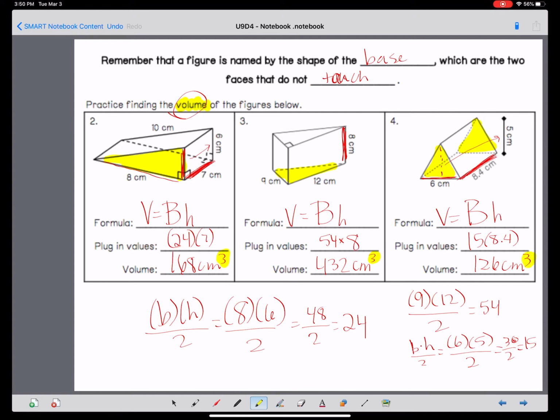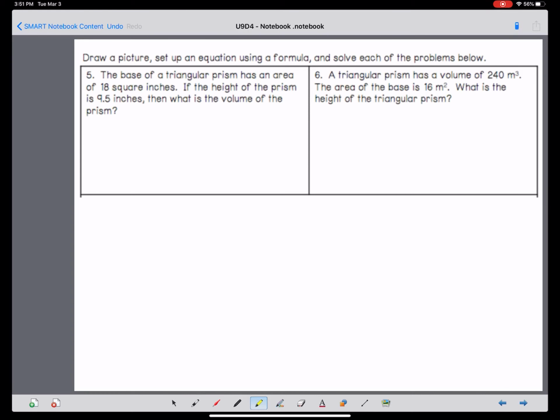And yeah, that looks good for that slide. Okay, next one. Draw a picture, set up an equation using a formula, and solve each of the problems below. The base of a triangular prism has an area. Oh, a triangular prism. I'm going to actually draw this out right now. A triangular prism, I'm picturing this right here.